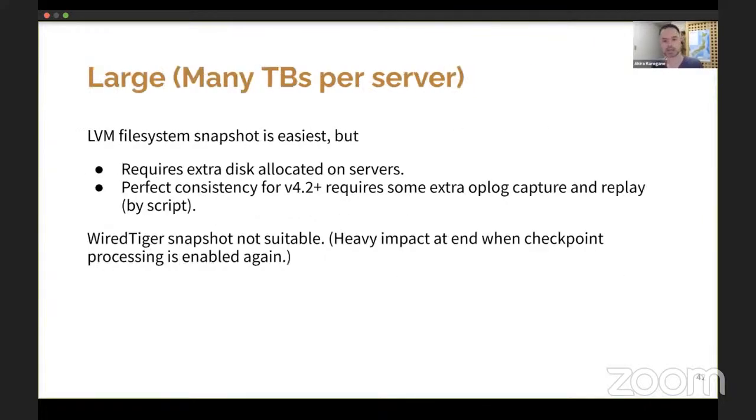Okay. Lastly, what if you have really large data? You have a huge amount of data per node. For this case, the amount of time it takes to copy data is very large. I find so far that using an LVM file system snapshot is the easiest, but you will need to allocate extra disk space. Maybe you can do it in just one node, maybe a hidden secondary, but you will need one server for a MongoDB node that has extra disk space, which will be used by the LVM volume group.